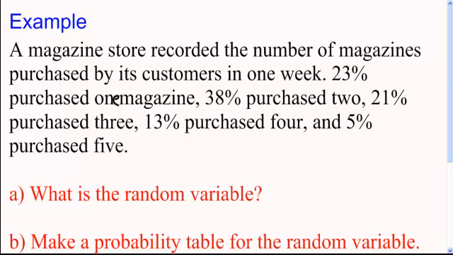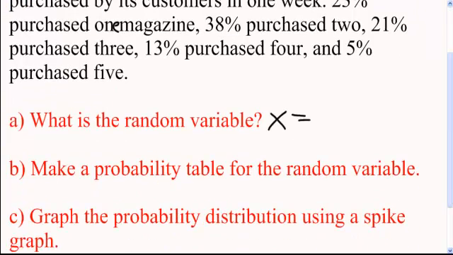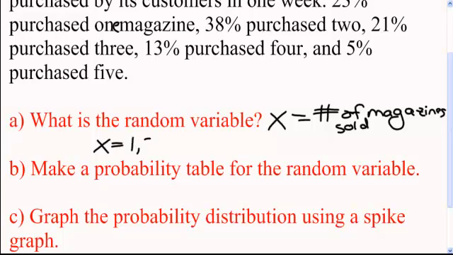What is the random variable? So what are we actually taking a look at? That x value is the number of magazines sold. We're trying to figure out what it is that we're looking at, and it's just the number of magazines being sold each time to an individual customer. So in this case, x can be 1, 2, 3, 4, or 5.